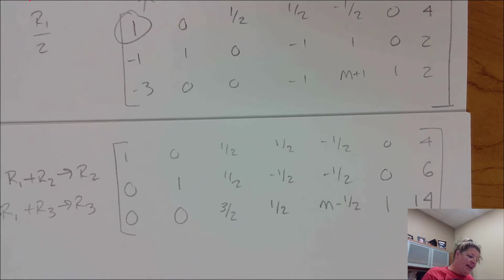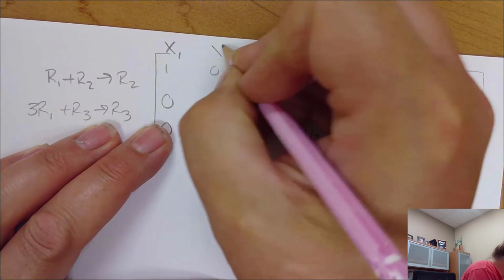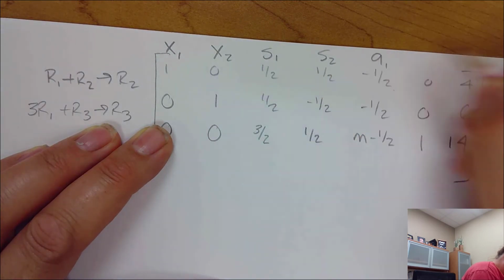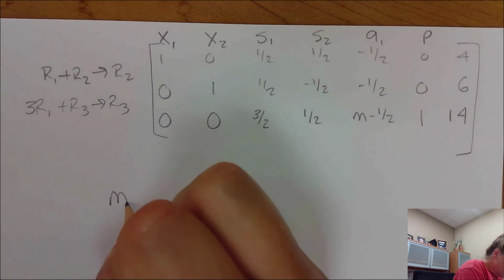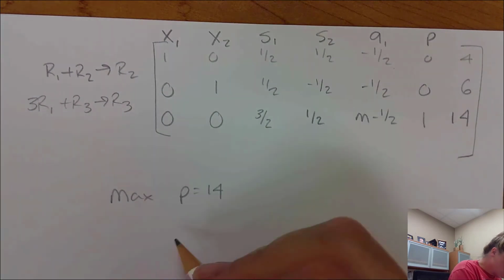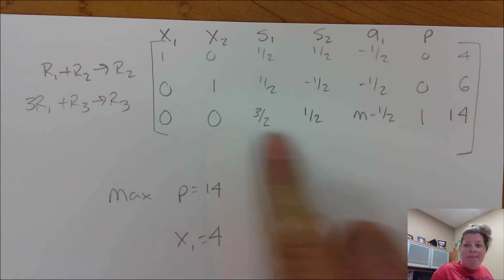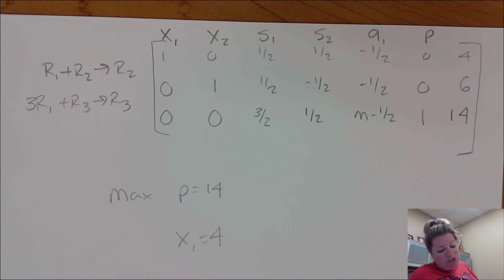So let's take a second on our final tableau and let's label what we had. X1, X2, S1, S2, A1, P. So what's our final solution? Well, our max will be P equals 14, right? X1 is going to equal 4. It's not a dual problem. We're not looking at the end. We're saying it's going to equal 4. Only on the dual problems is it the weird solution. X2 will be 6.